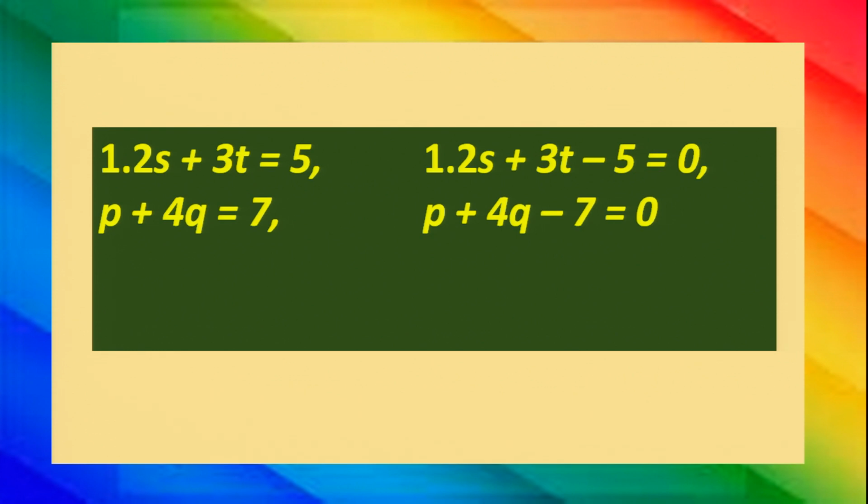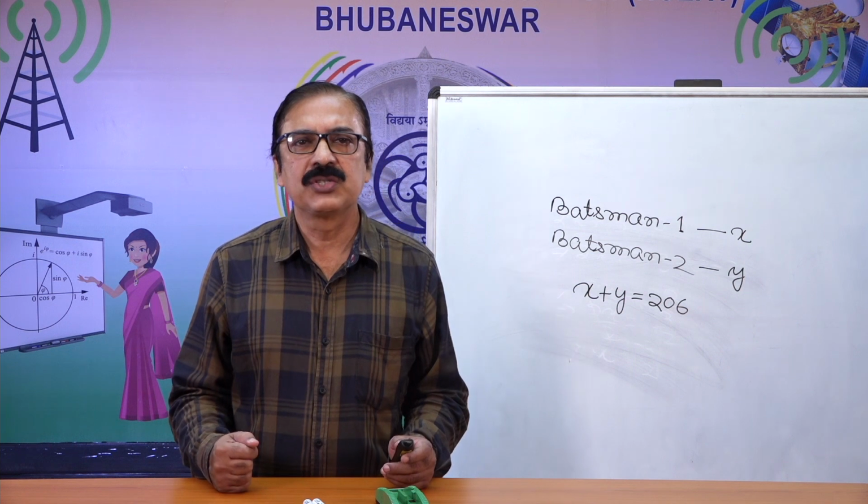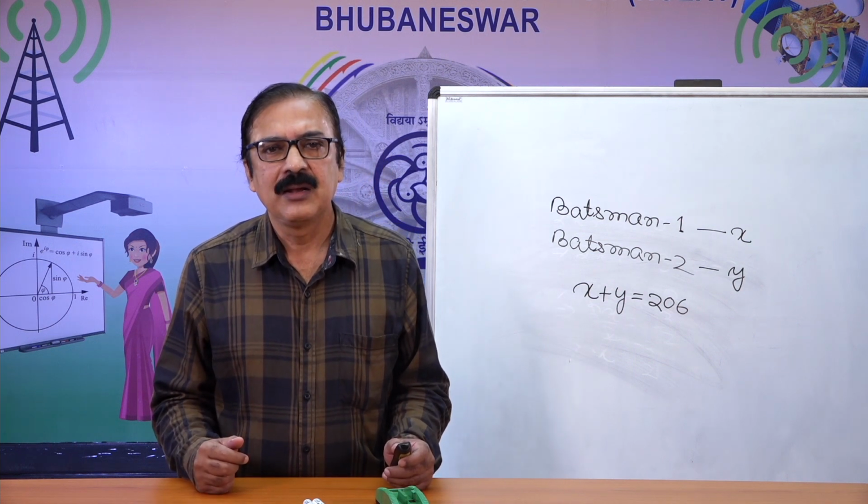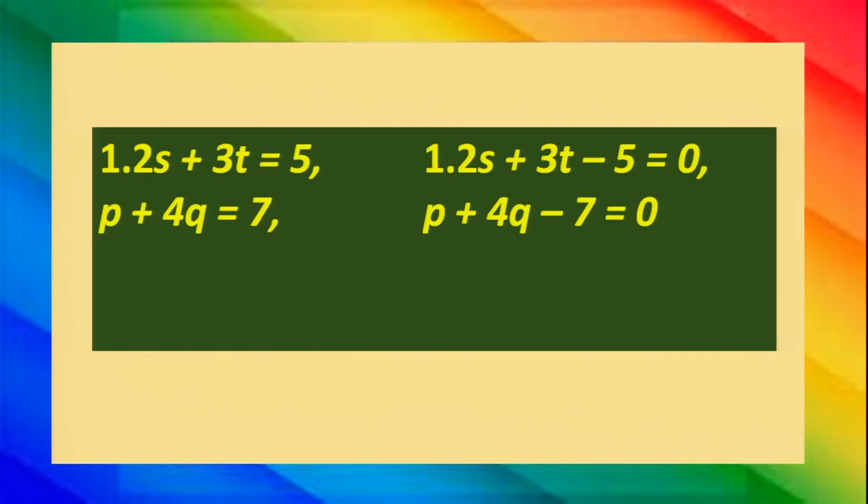This is in standard form, and the coefficient of p is not given here. That means its coefficient is 1. So a is 1, b is 4 and c is minus 7.